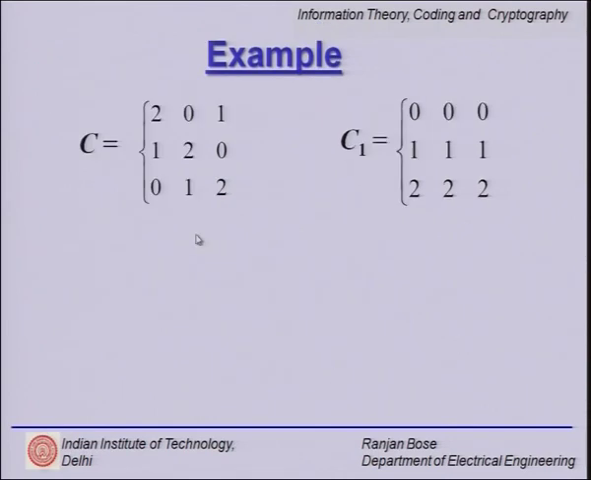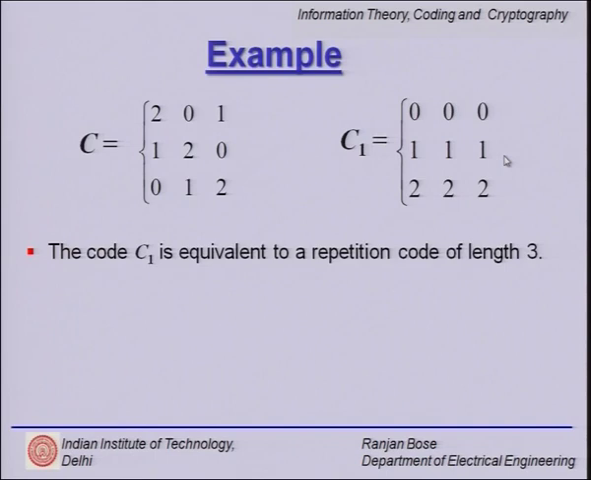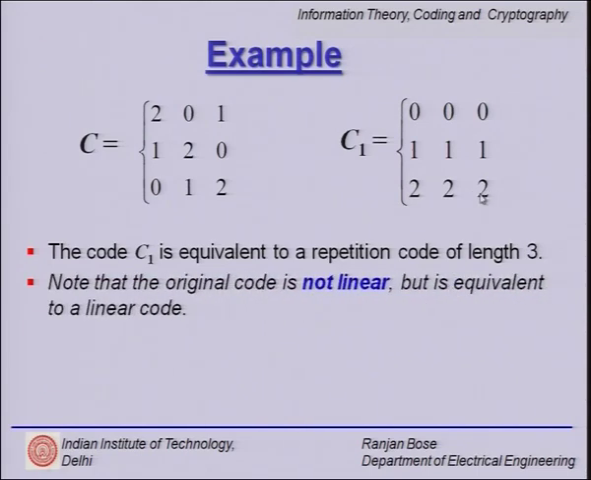So let's observe these two, before and after. Before applying those permutations and after applying those permutations, we see that code C1, which is an equivalent code, is nothing but a repetition code. 0 becomes 0, 0, 0, 1 becomes 1, 1, 1 and 2 as an input becomes 2, 2, 2. It is nothing but a ternary repetition code. The other important observation is that the original code clearly is not linear. We just checked. But this equivalent code is linear.